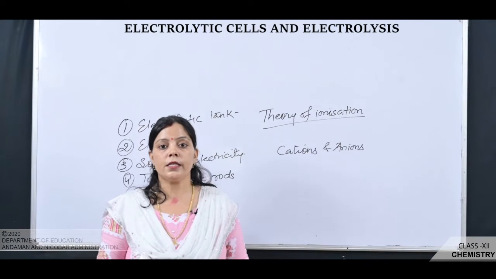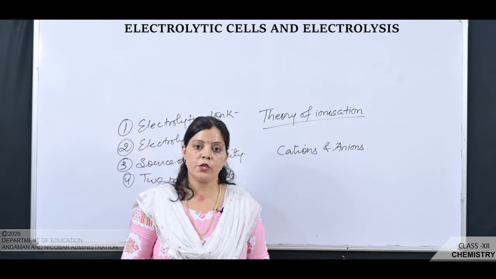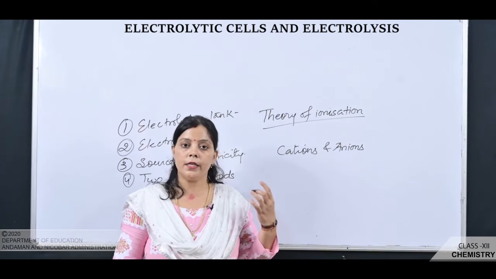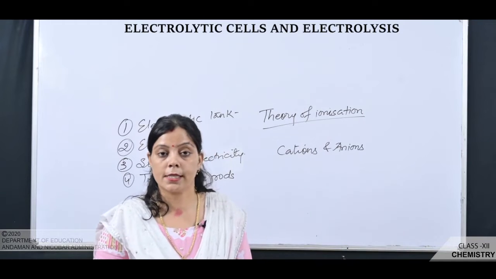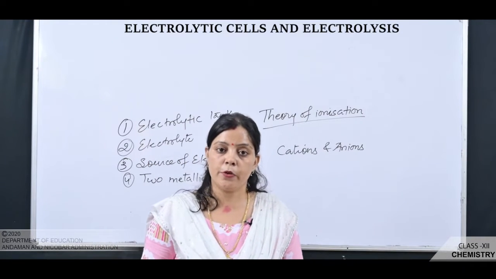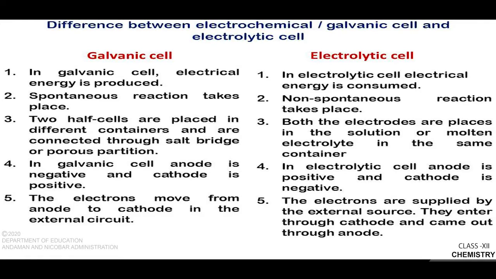After that, children, there are some important differences between the electrochemical cell, which was already discussed in the previous classes, and the electrolytic cell we discuss today. In a galvanic cell, electrical energy is produced by the redox reaction. A spontaneous reaction takes place, and that spontaneous reaction is the redox chemical reaction. Two half cells are placed in different containers and are connected through a salt bridge or porous partition. In a galvanic cell, the anode is negative and the cathode is positive.